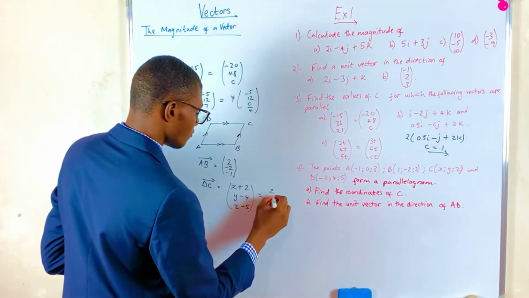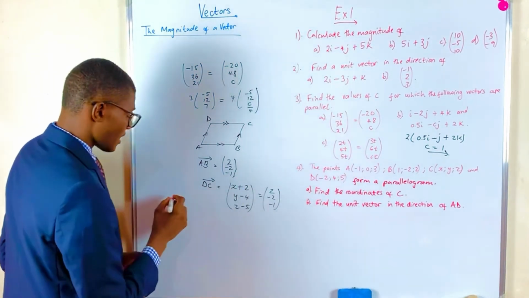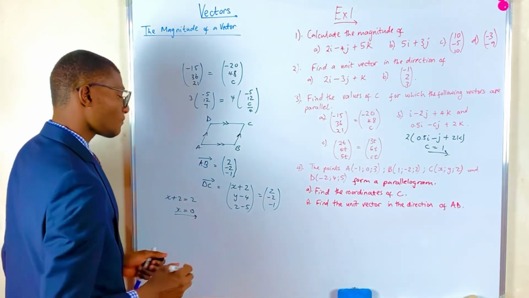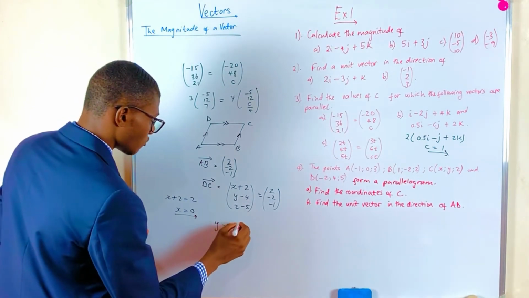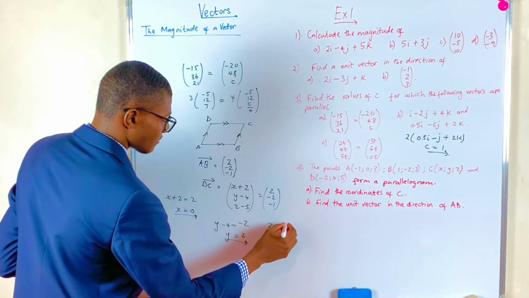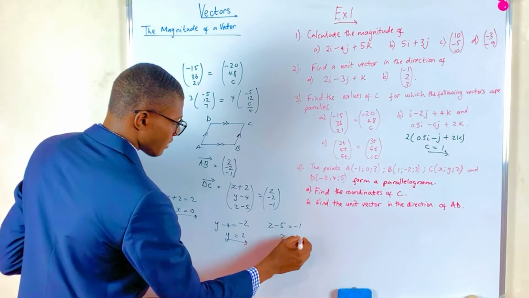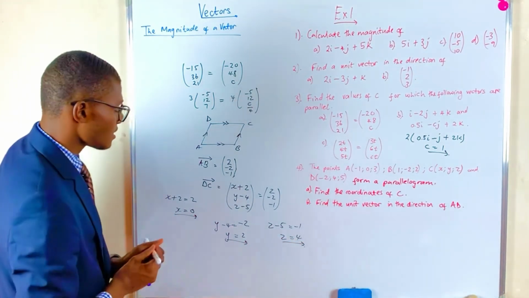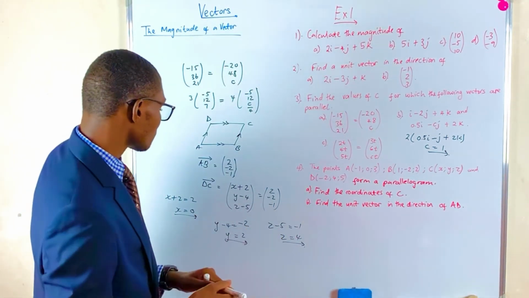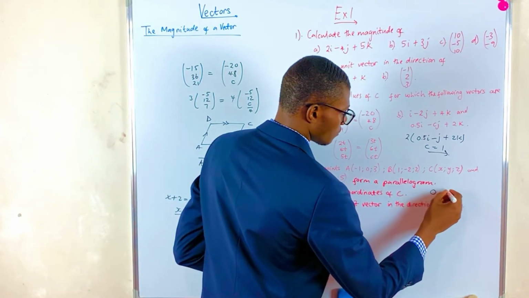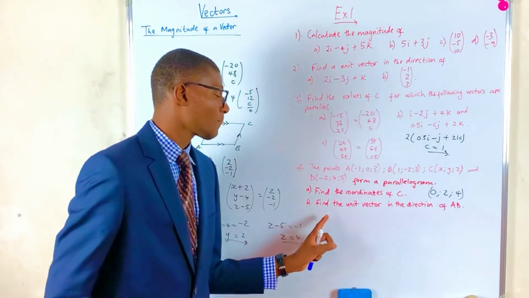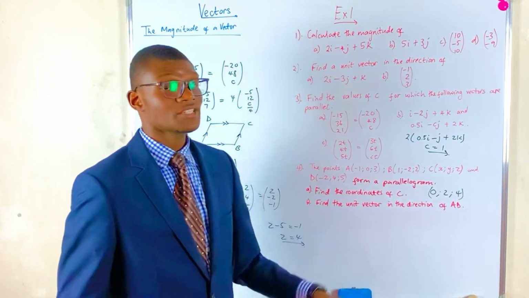So this is equal to 2, minus 2, minus 1, which implies that x plus 2 is equal to 2, and x will be equal to 0. Then y minus 4 is equal to minus 2, which implies that y is equal to 2. And then z minus 5 is equal to minus 1, which implies that z is equal to 4. So x is equal to 0, y is equal to 2, z is equal to 4, such that the coordinates of C would be 0, 2, and 4. Then part B says find the unit vector in the direction of AD.